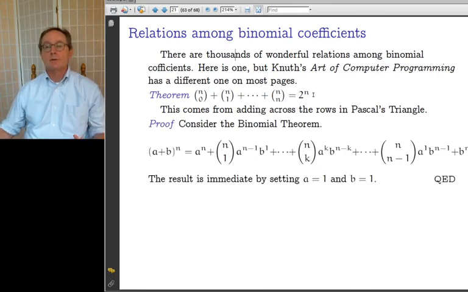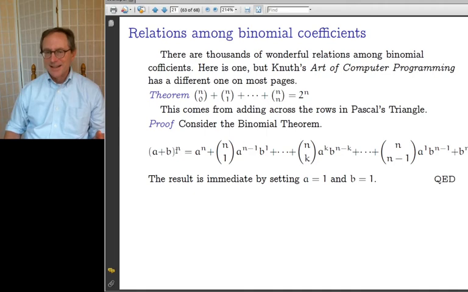And the answer is, remember the binomial theorem. There it is. Take A to be 1 and B to be 1. So on the left-hand side, you're taking 1 plus 1 to the n. On the right-hand side, you've got 1s, 1s, 1s, 1s. All you're left with is the binomial coefficients. The left-hand side is 1 plus 1 to the n. That's 2 to the n, and you're done. Isn't that nice?